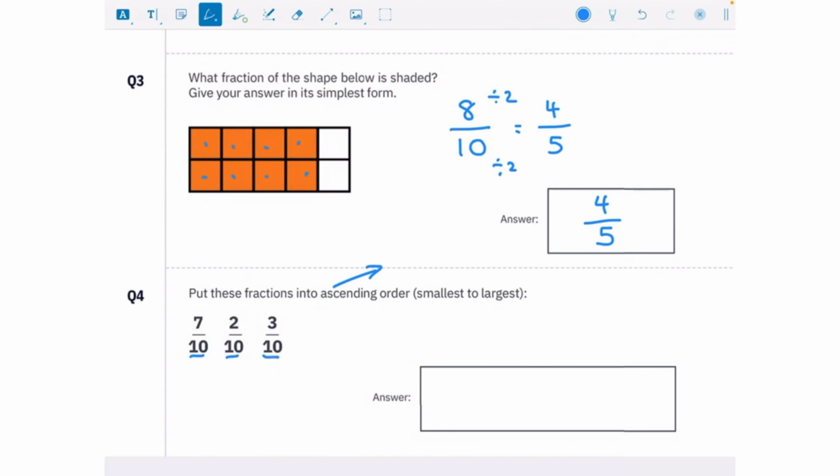So the smallest, if we imagine a bar with 1, 2, 3, 4, 5, 6, 7, 8, 9, 10 sections. If we had 2 out of 10, that would be the smallest amount shaded in. Then 3 out of 10 would be a bit bigger. And then 7 out of 10 would look like that. So that would be the biggest, or the most amount shaded in.